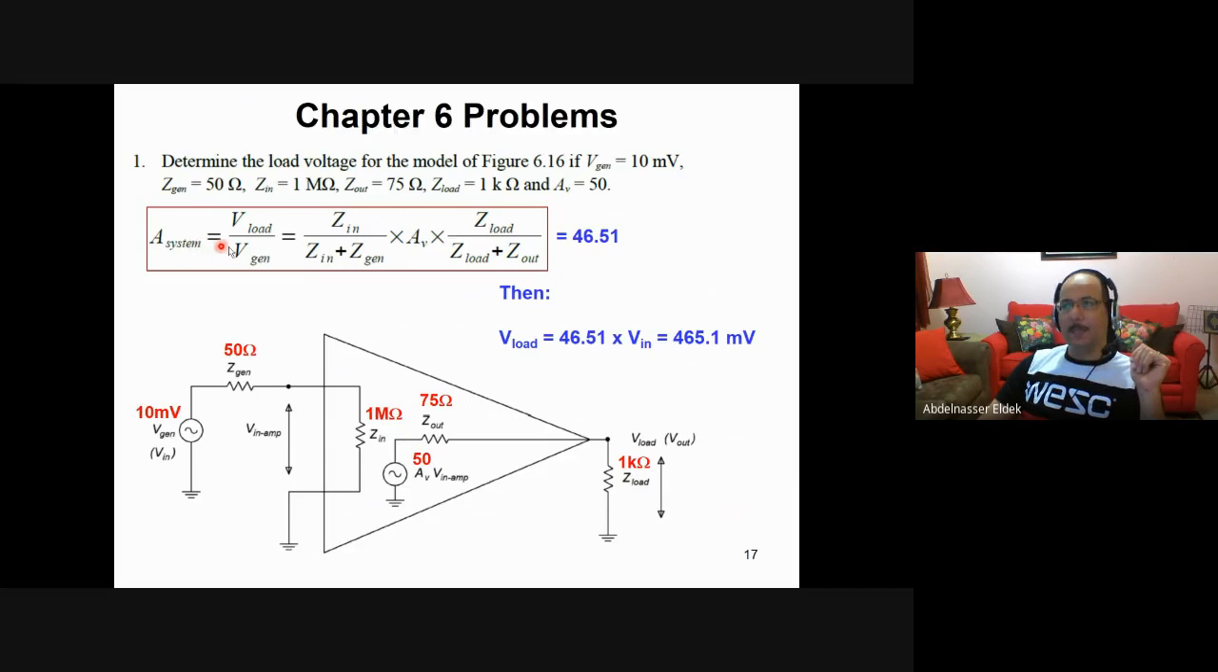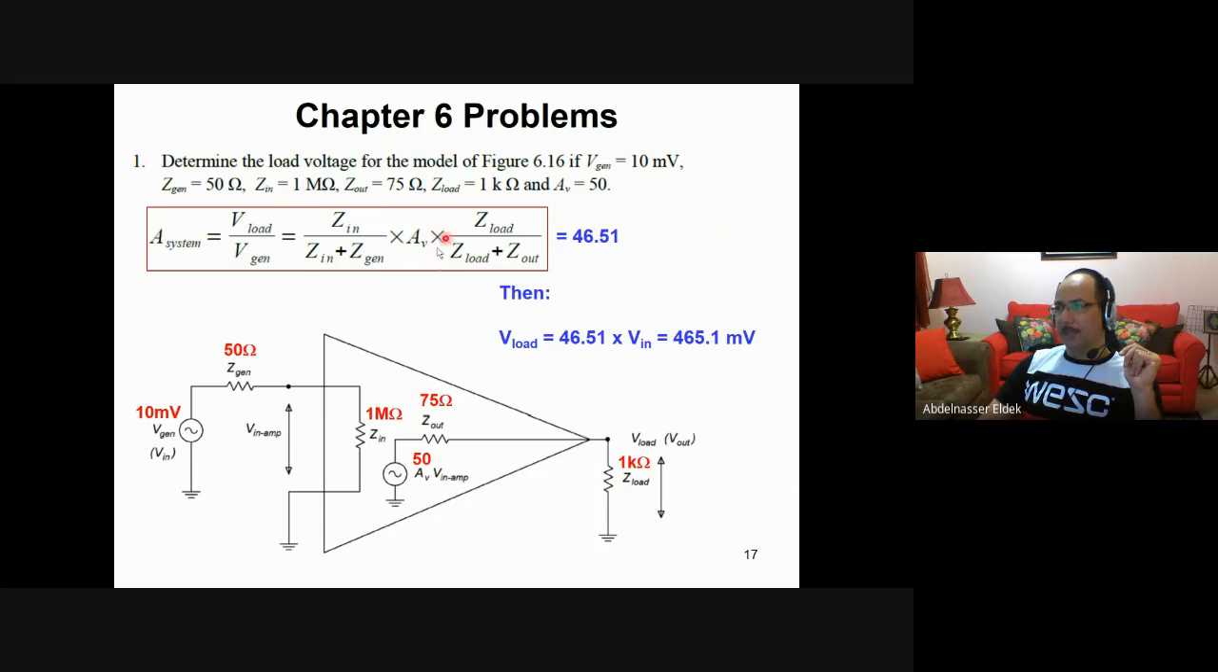So what's A system? A system is Zn, that is 1 mega, so 1 mega over 1 mega plus Z generator, which is 50 ohm. Of course, here you can neglect this one. You can neglect 50 with respect to 1 mega. So you can say this is 1. Okay, so roughly it is 1 because Zn is 1 mega and Z generator is 50 ohm. So of course you can neglect. So this is 1. AV is what? AV is given here as 50.